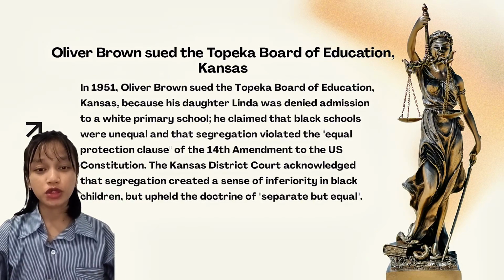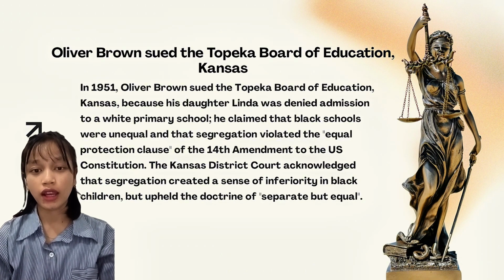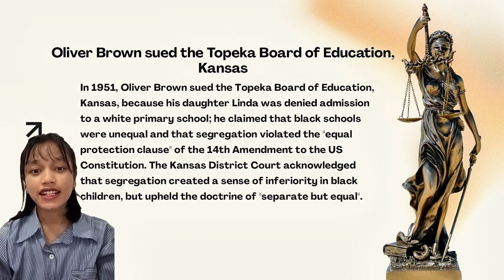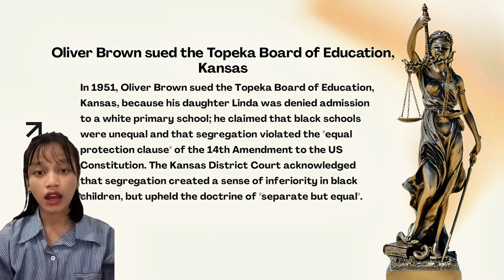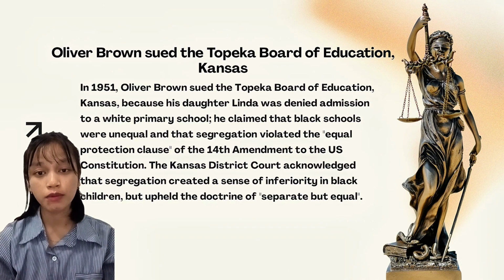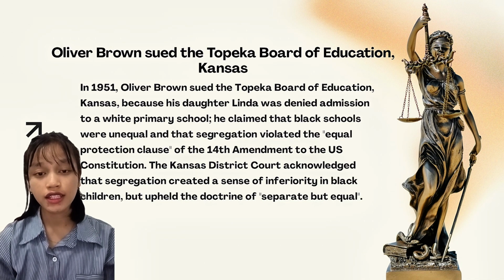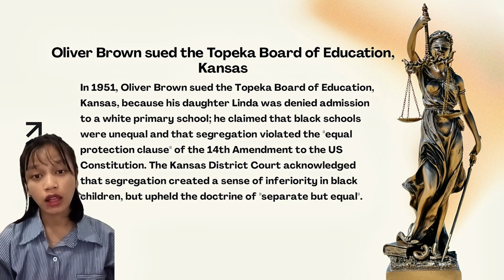Today I would like to give a presentation on Oliver Brown v. the Topeka Board of Education of Kansas. In the case that became most famous, a plaintiff named Oliver Brown filed a class action suit against the Board of Education of Topeka, Kansas in 1951 after his daughter Linda Brown was denied entrance to Topeka's all-white elementary school.